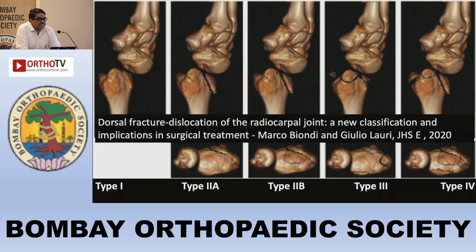So dorsal shear injuries are more uncommon as compared to the volar shear injuries, and this article really talks about the variable amount of volar injury that you will have with a dorsal shear fracture. As Kiran, I think Kiran did mention this in his talk, there will always be a variable degree of volar injury when there is a dorsal shear fracture. And this article talks about when that volar injury requires to be fixed.